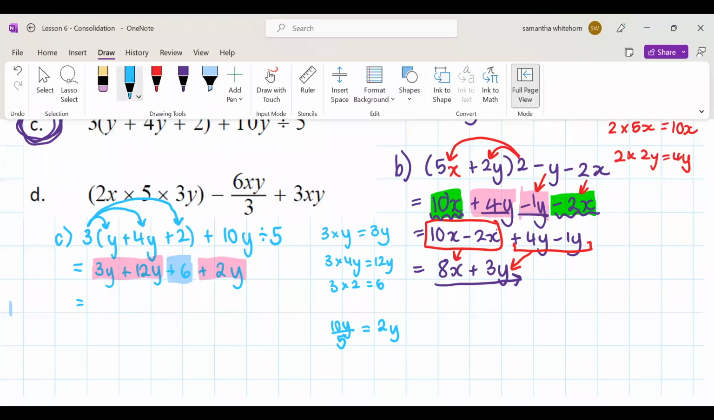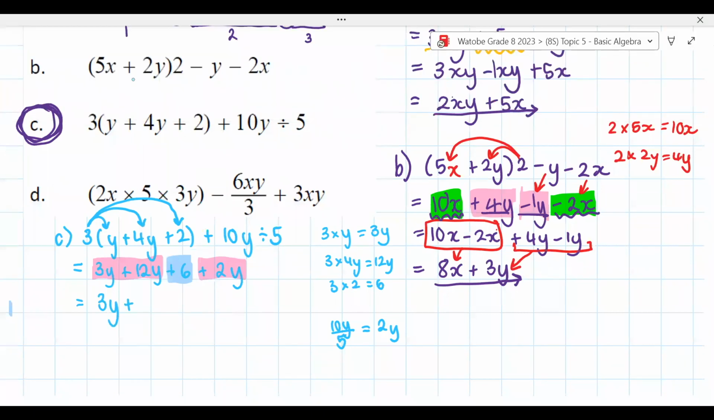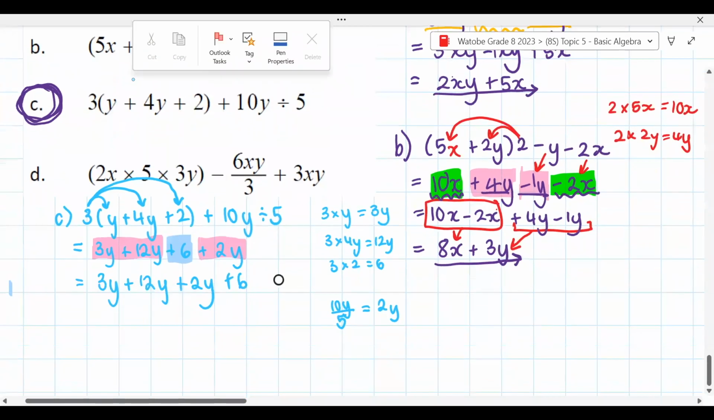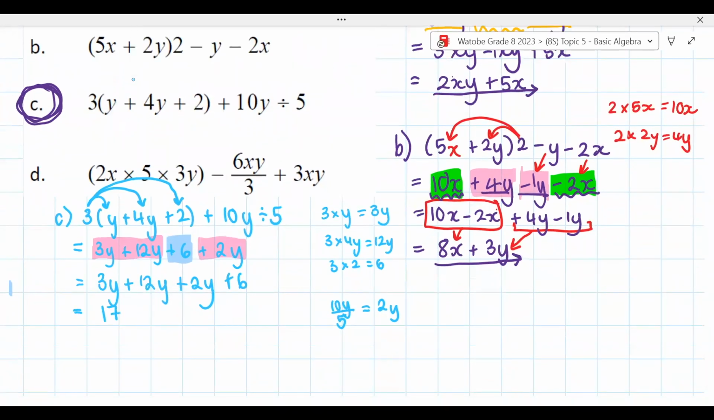So now I need to group my like terms together. 3y plus 12y plus 2y plus 6. 3y plus 12y is 15y, plus 2y is 17y, plus 6. I cannot add the 17y and the 6 because they are not like terms. And so that is our final answer there.